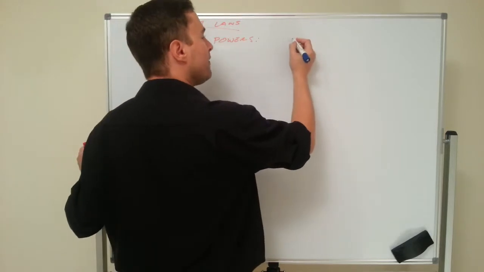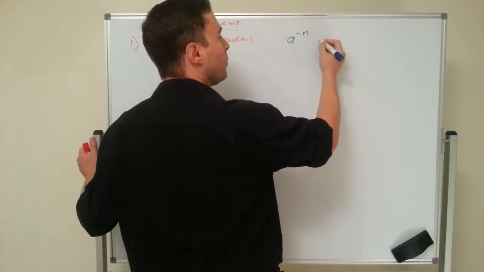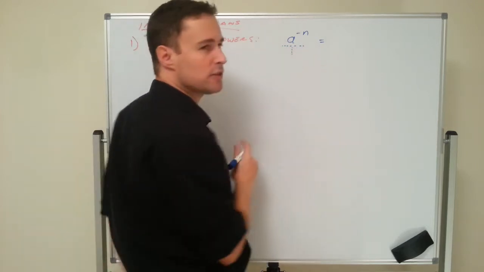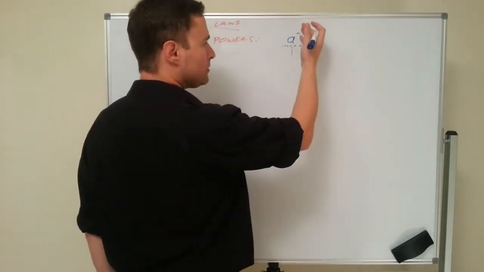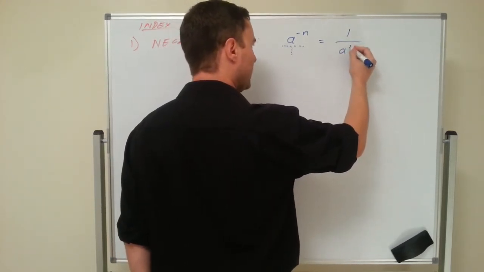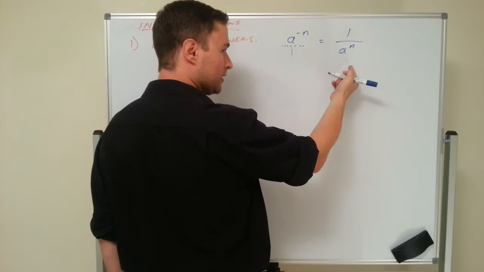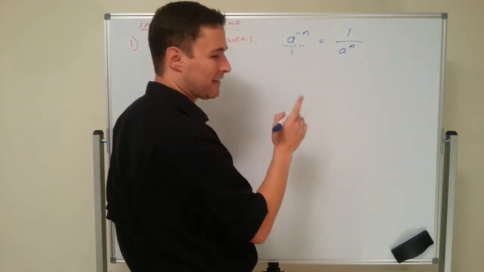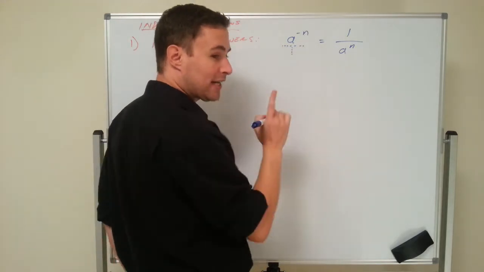In a general form, if I've got a to the minus n, remember there's the invisible divided by 1 under any whole number. So a to the minus n, I can flip to the other side, it becomes 1 over a to the n. That minus moves it. It doesn't make the thing negative. Careful, a lot of people think that it makes it negative. It doesn't. It moves it to the other side of the divide line.